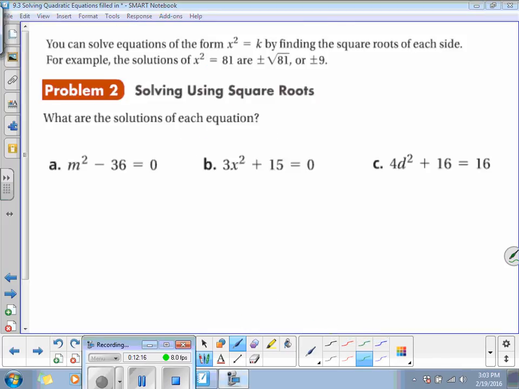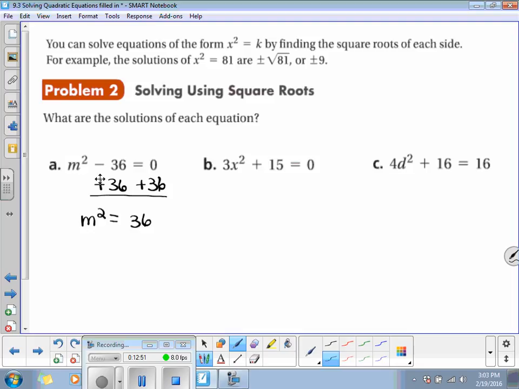So moving to problem 2, we are solving using square roots. Okay? We can solve equations in the form x squared equals k by finding the square roots of each side. You're going to say, that is so easy. So here, all we need to do is solve for our variable. So in order to do that, we're going to add 36 on both sides, showing our work. We get m squared is equal to 36.